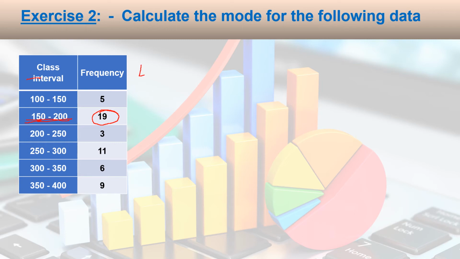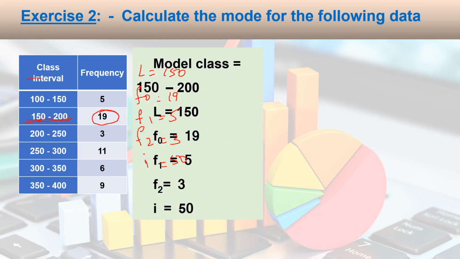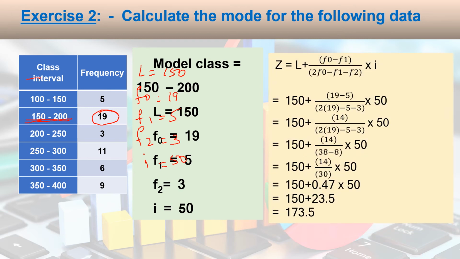Now identify L. L is 150, F0 is 19, F1 is 5, F2 is 3, and I is 50. Here we apply the formula. The modal class is 150 to 200, L 150, F0 19, F1 5, F2 3, and I 50. So the calculation comes like this.